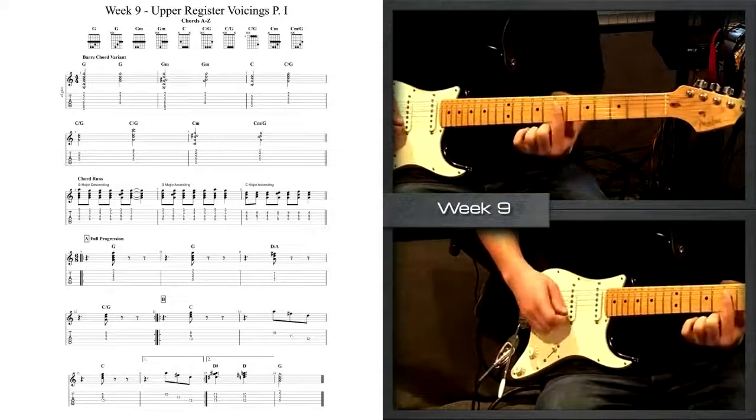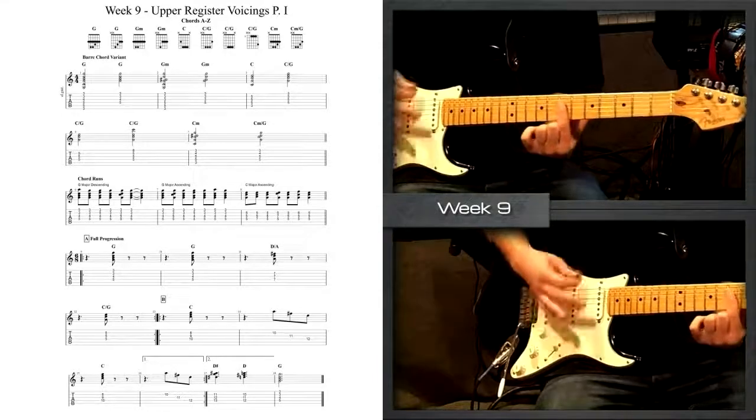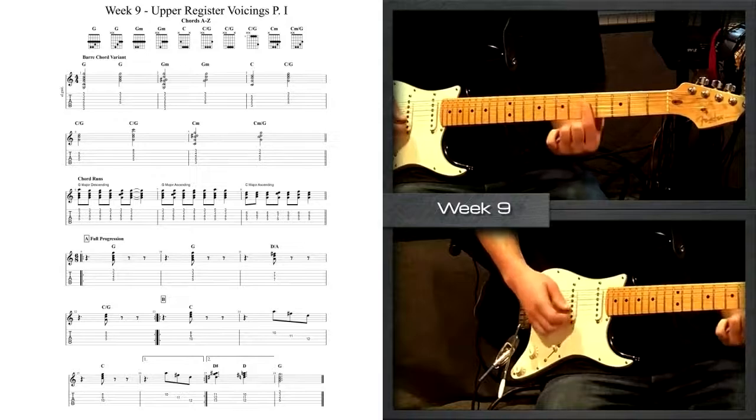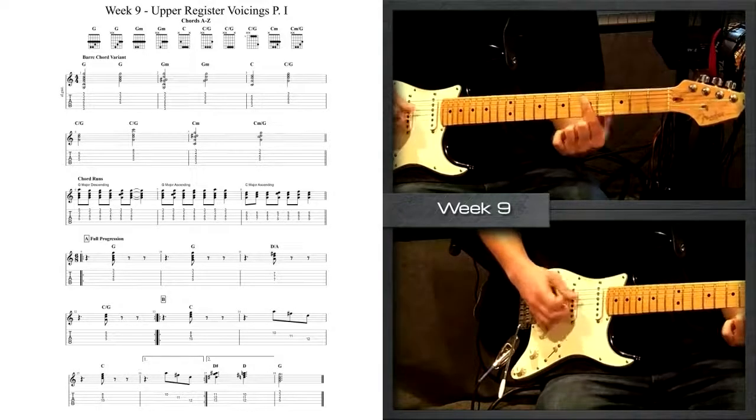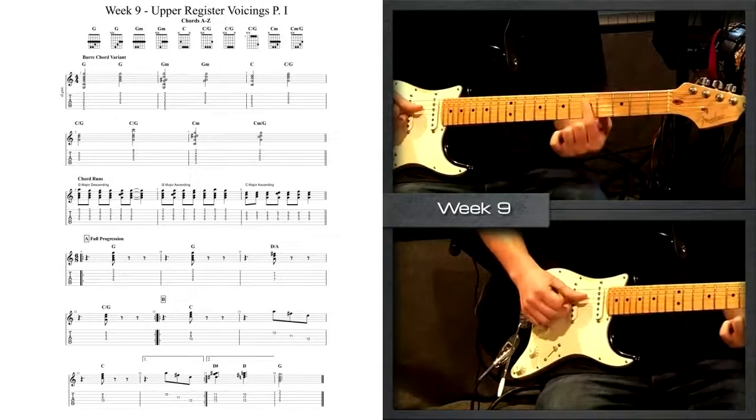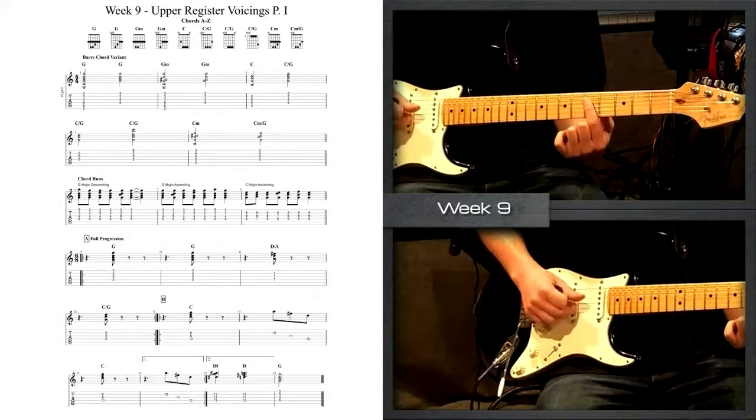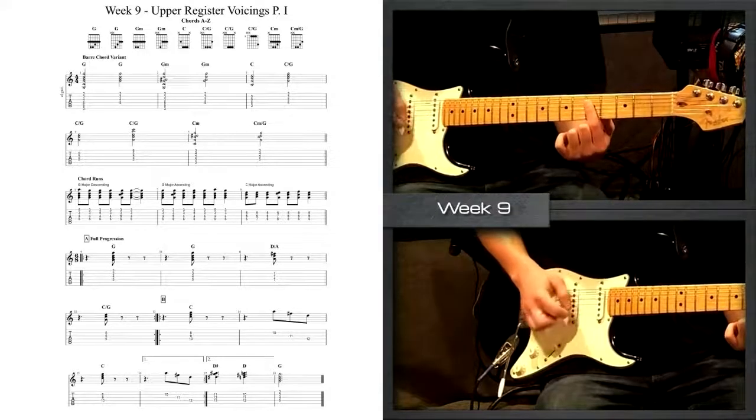Then we have our 5 chord, which is D. And then I'm just going to go down to my 4 chord, which is C, and that's just the same exact thing. I'm just barring the 5th fret of D, G, and B, right?